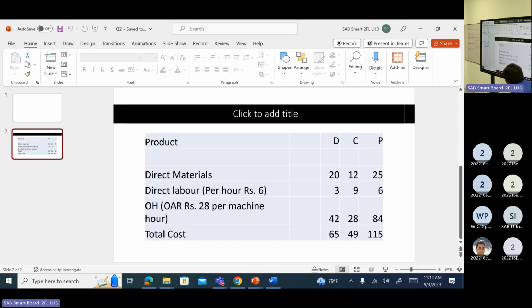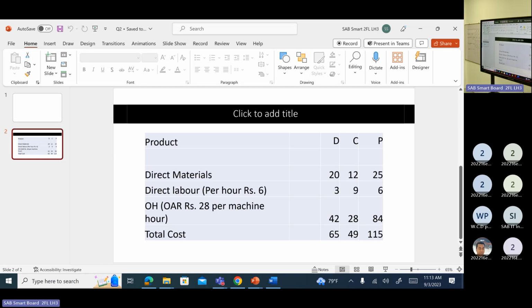Product D, 65 total cost, because we have the direct material 20 rupees, direct labor 6 per labor hour and 0.5 labor hours, and the machine hours 1.5, 28 into 1.5, 42 overhead. So altogether 65, right? Straightforward calculation.